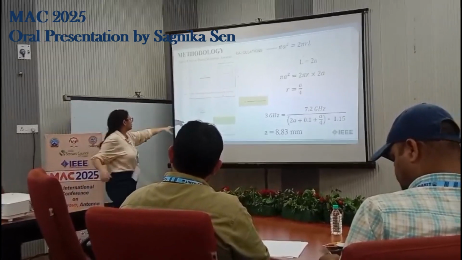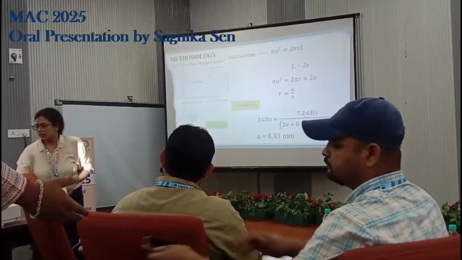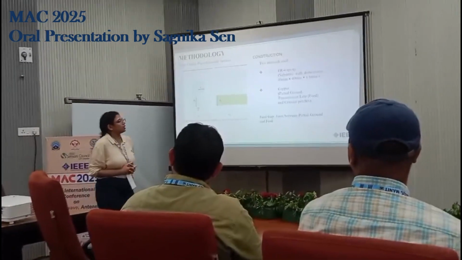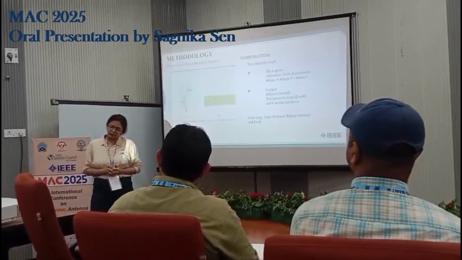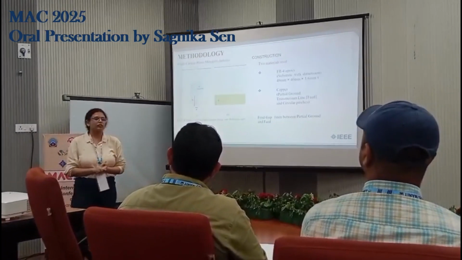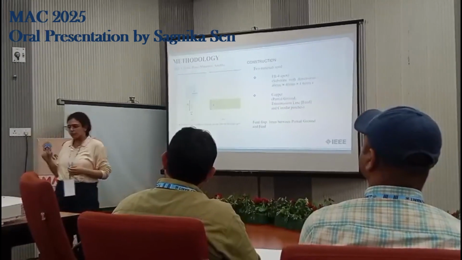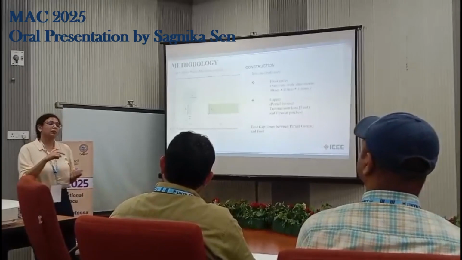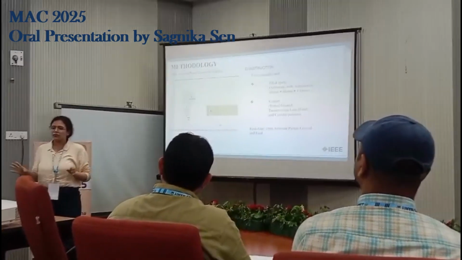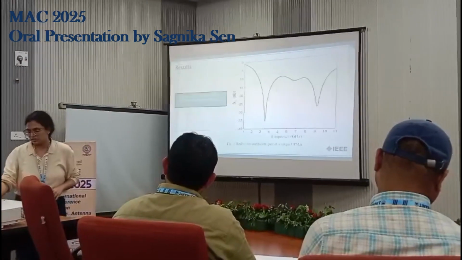This is the design I made on HFSS. The construction is such that the substrate I use is FR4 epoxy. It has a dielectric constant of 4.4, and the dimensions I took are 40 cross 40 millimeters with a thickness of 1.6 millimeters. The partial ground, the radiating patch and the feed I took to be copper. The feed gap I kept to be 1 millimeter.